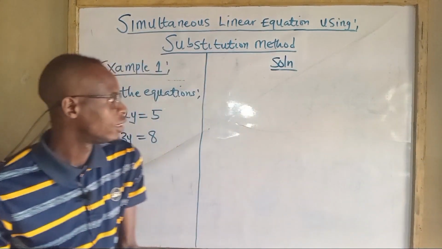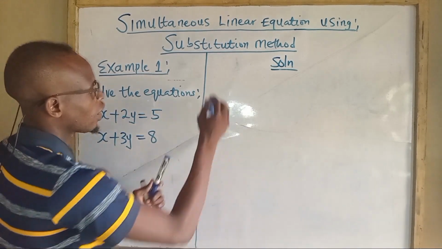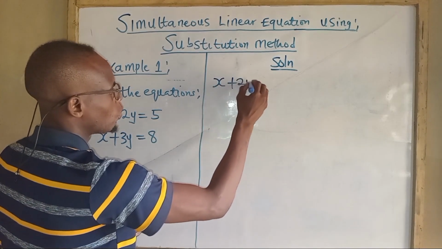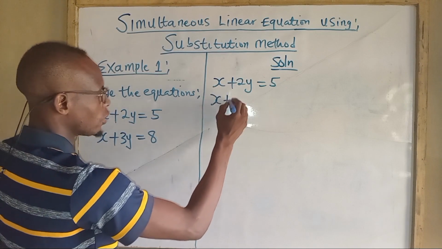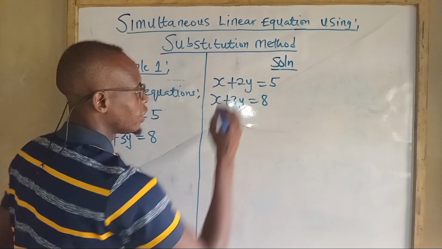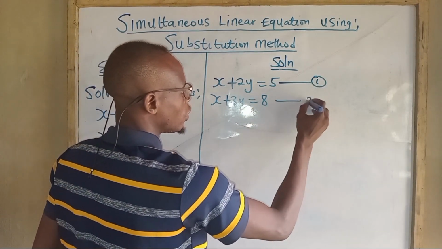Now the question says solve the equations. The equations are given to be x plus 2y equals 5, and the second one is x plus 3y equals 8. What you should do first is label this equation as equation 1 and this as equation 2.